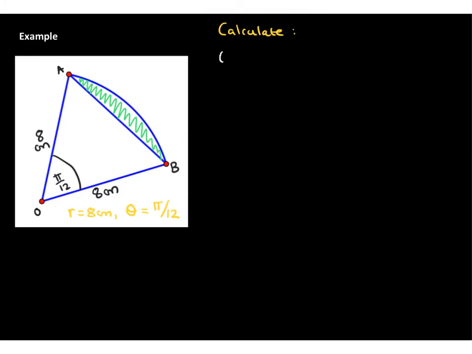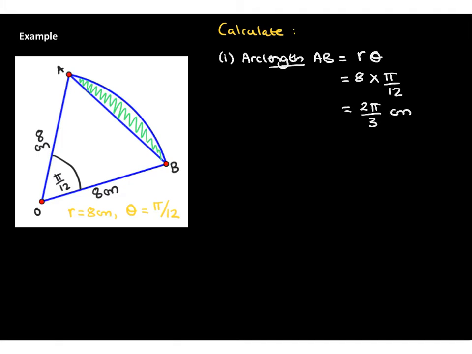So for part 1, we're going to calculate the arc length AB. So remember, the arc length is equal to r multiplied by theta when we're working in radians. So that's 8 multiplied by pi by 12, which of course simplifies very neatly to 2 pi by 3. Now it's arc length, so it's a length, which means we need to give our answer in centimetres. You may want to then convert that to a decimal value.